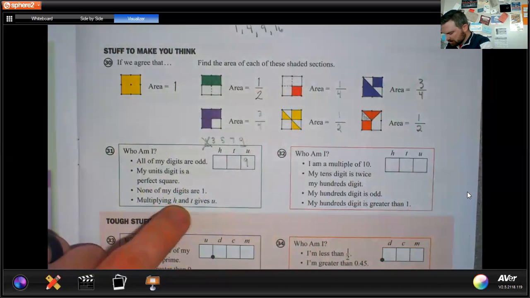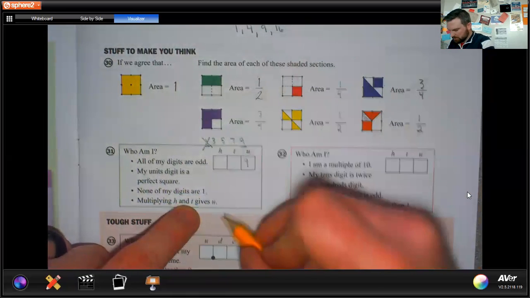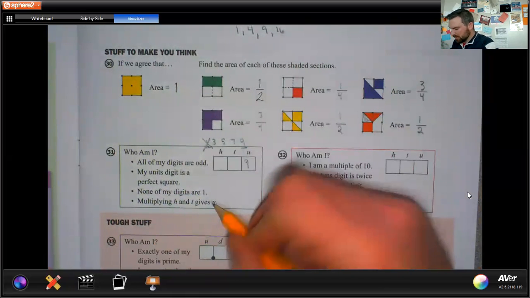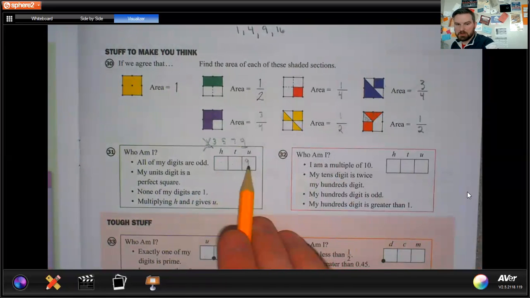Multiplying h times t gives you u. Okay, so if I take this number times this number, I will get this number. And this we just said was a perfect square.